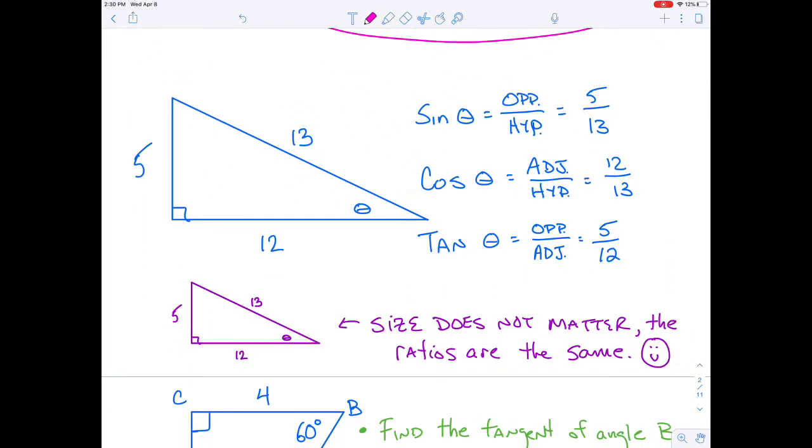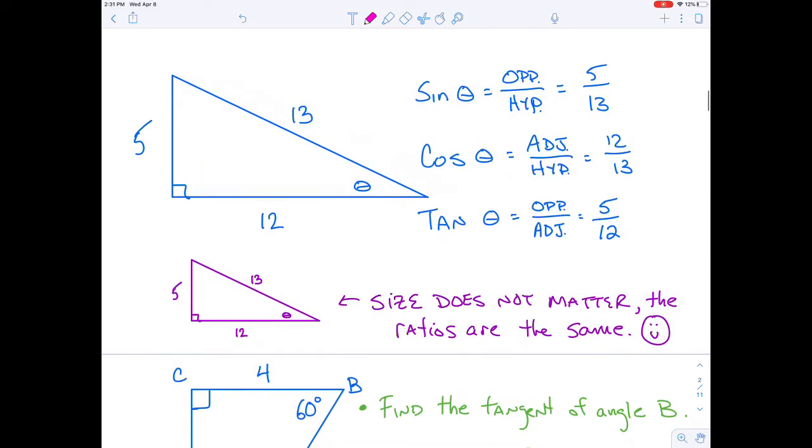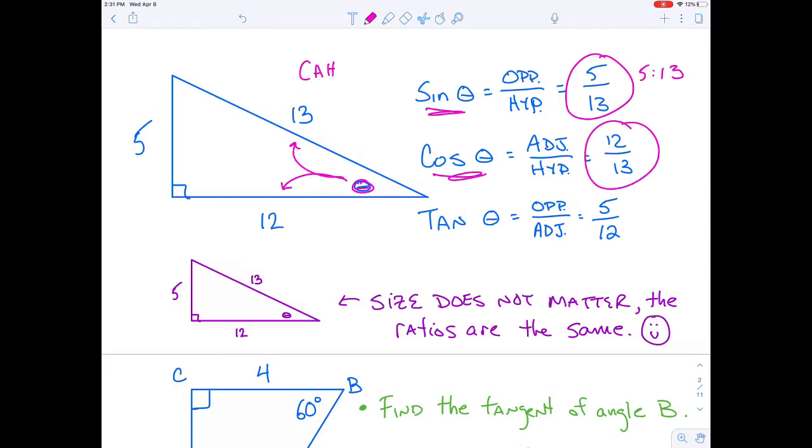All right, here's an example in blue of one that I did already. I have angle theta right here, and the first one is sine of theta. Sine is SOH, so opposite and hypotenuse. So you see the sine of theta is just 5/13. By the way, Get More Math will type it as 5:13. I don't know why they do that, but that's just another way to represent a ratio. The cosine is CAH, so adjacent and hypotenuse. There's your 12/13, or again 12/13.